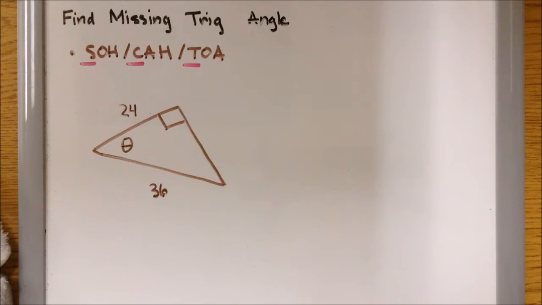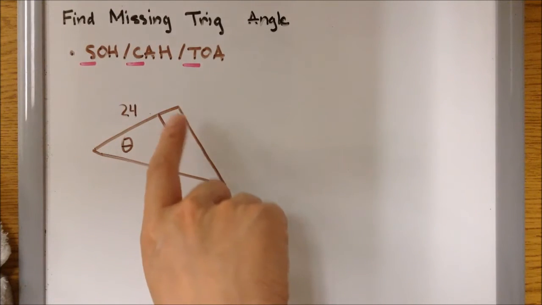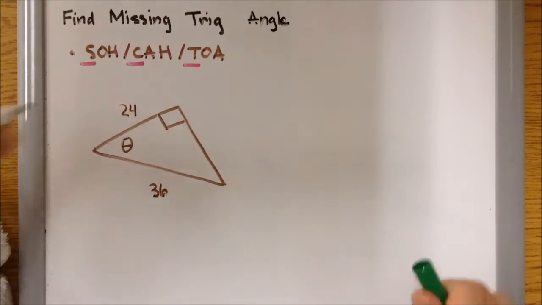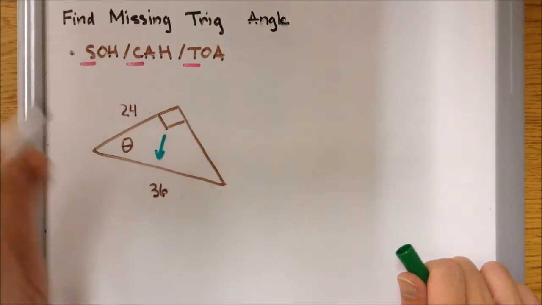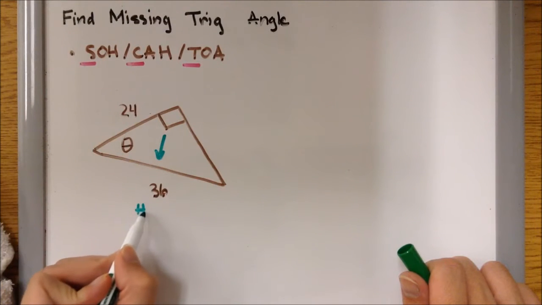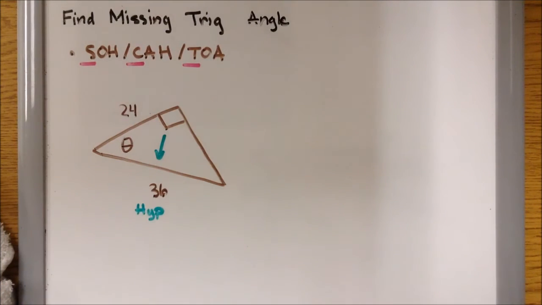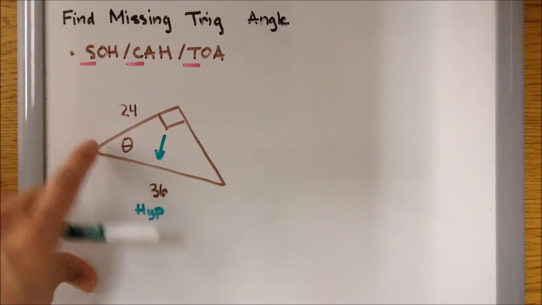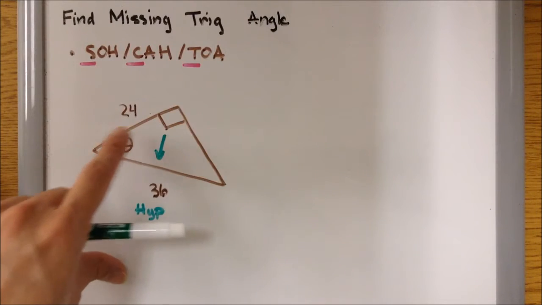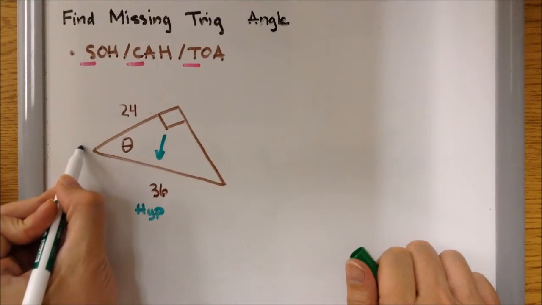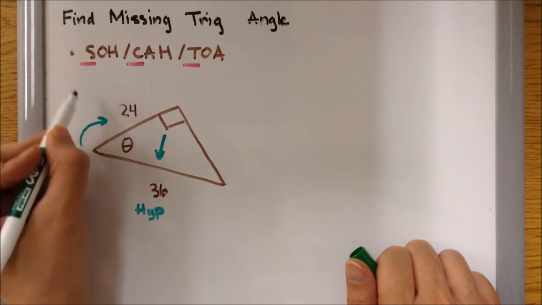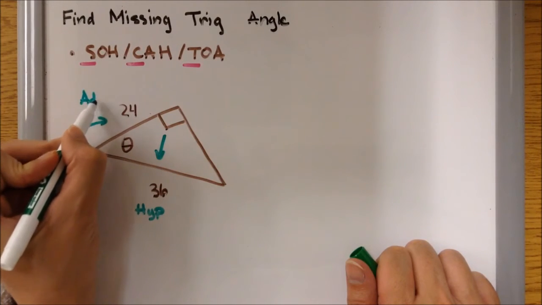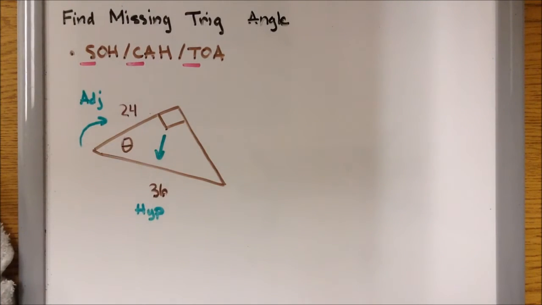So in our first example, we have this triangle. Again, when you're given a triangle, your first thing you need to do is identify your hypotenuse. Here's my right angle. Across from it is the hypotenuse. So my 36 is the hypotenuse. And then looking at this angle theta, we have this side that's 24. It's next to it. So since it's next to it, this will be adjacent.